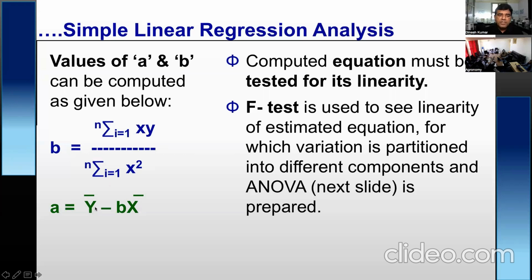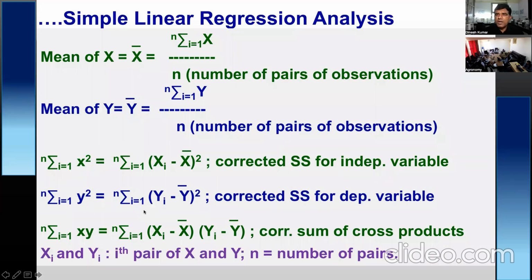Y bar means we want the mean of Y, and we want the mean of X. If we know the mean of X and the mean of Y, and also if we calculate B, then we can calculate the overall values of B and A, and we can put these values in the equation. Therefore, we need to calculate these parameters: xy, x square, y bar, and x bar. So how can we do it?